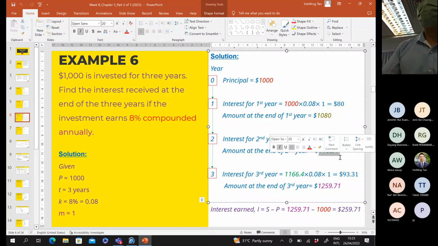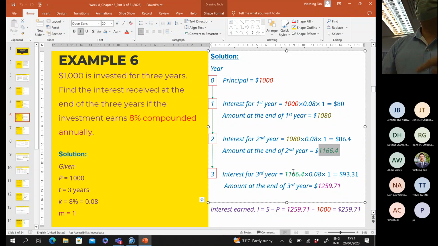Then how about year 3? Year 3 interest earned, how much? Year 3, it means we have to use the S2. We have to use the year 2 accumulated amount, multiply with 8%, multiply with 1. The reason is because compound interest calculation is based on principal and also the interest earned from previous years. So the interest earned in year 3 is equal to $93.31.